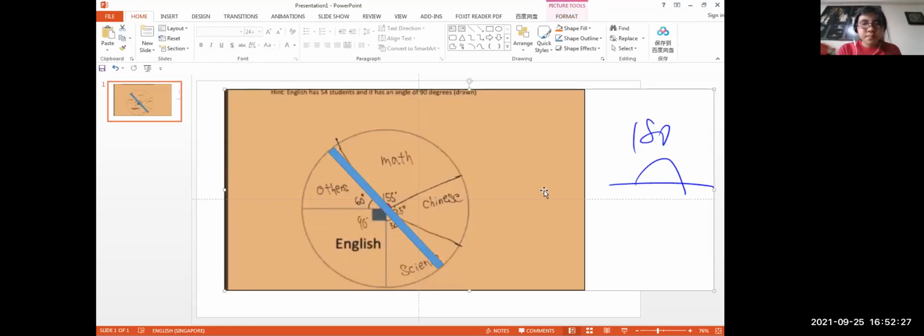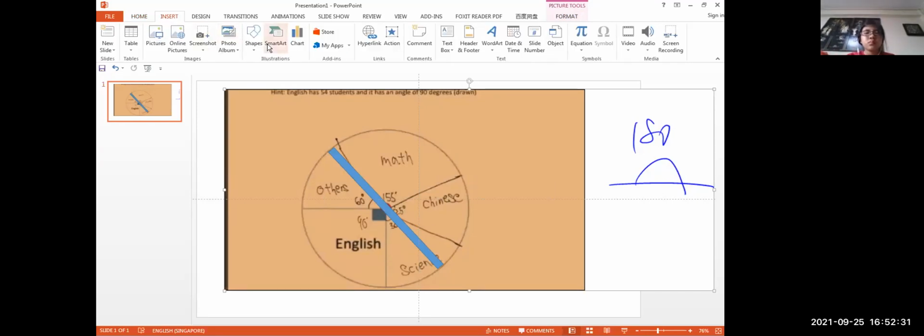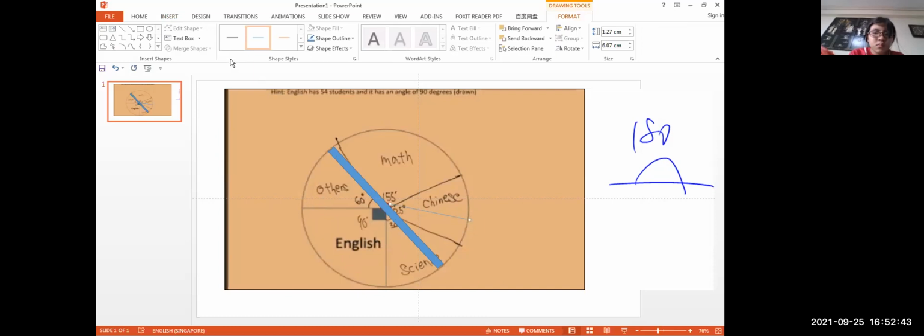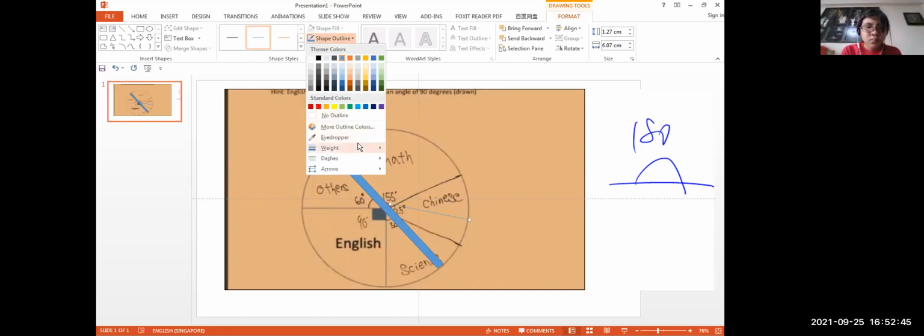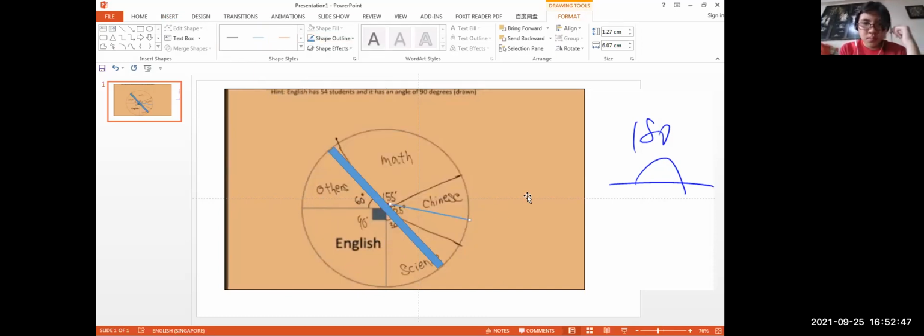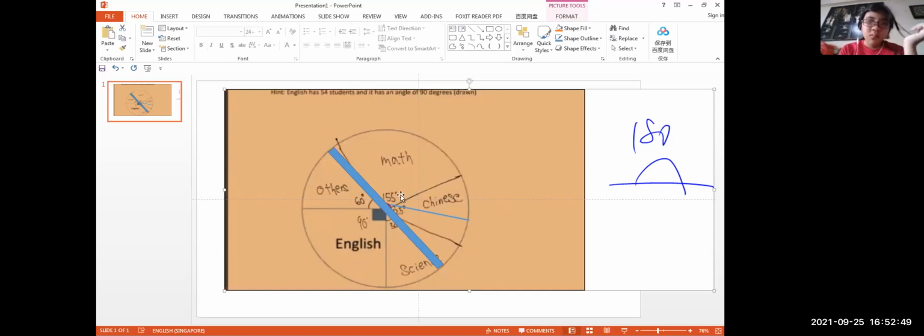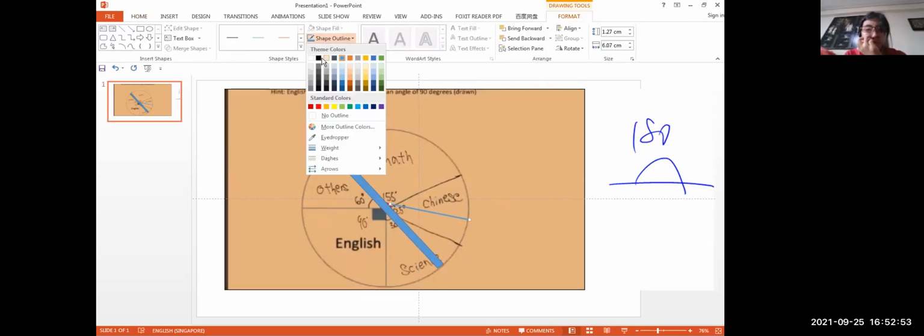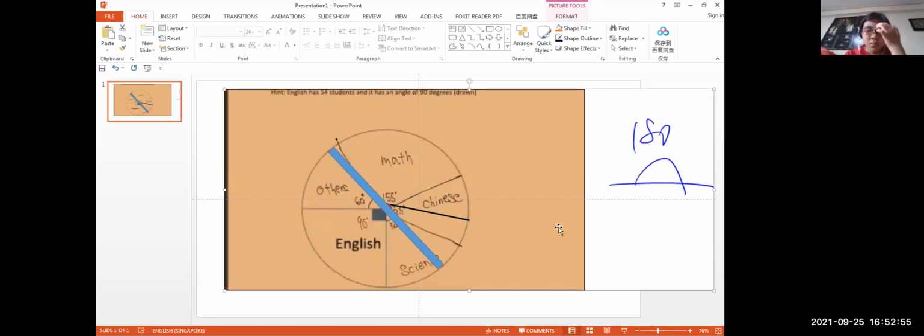Yeah. So basically, if you want to draw a good one, first draw the math and the Chinese first, because they add up to 180. Just make sure that you get 155. So let's say this is 155. And we give another color.